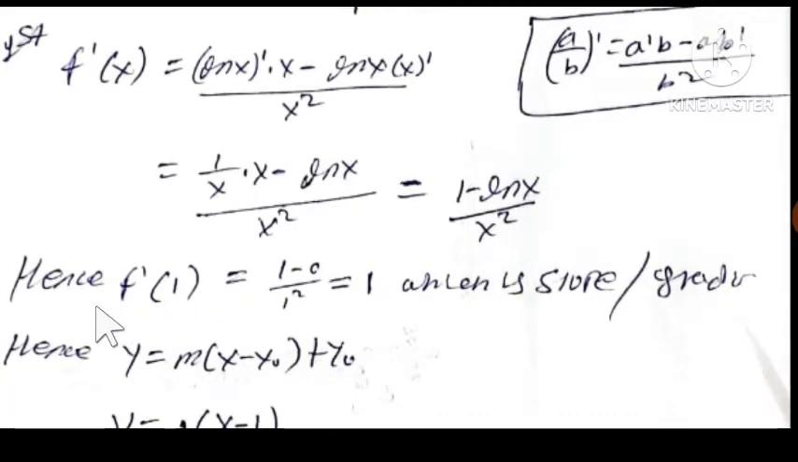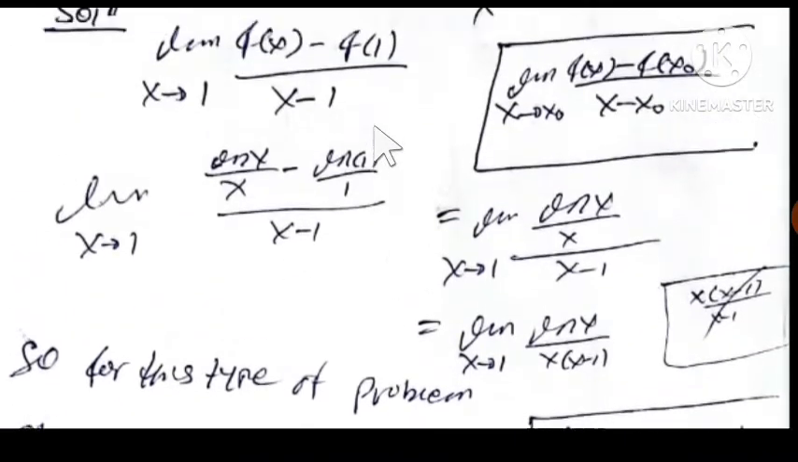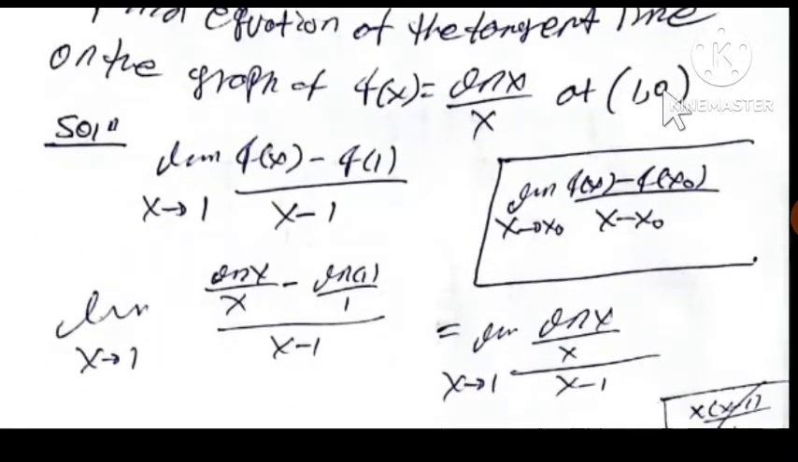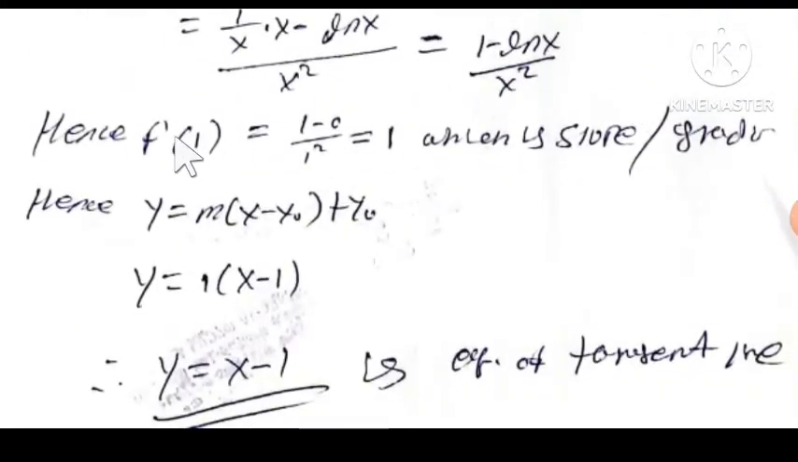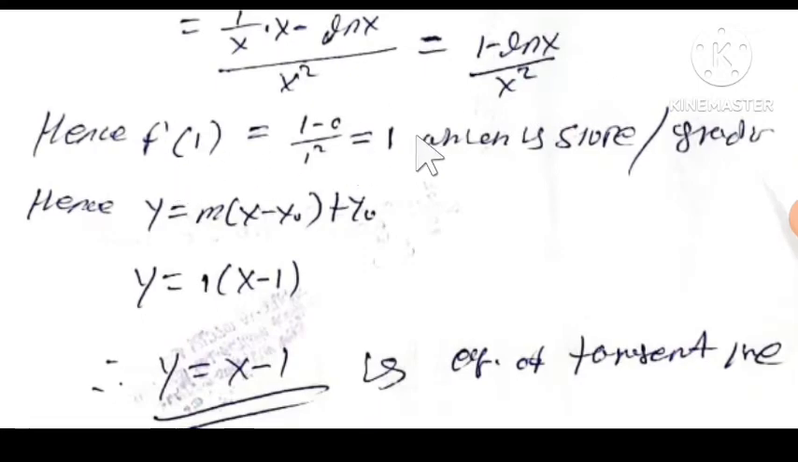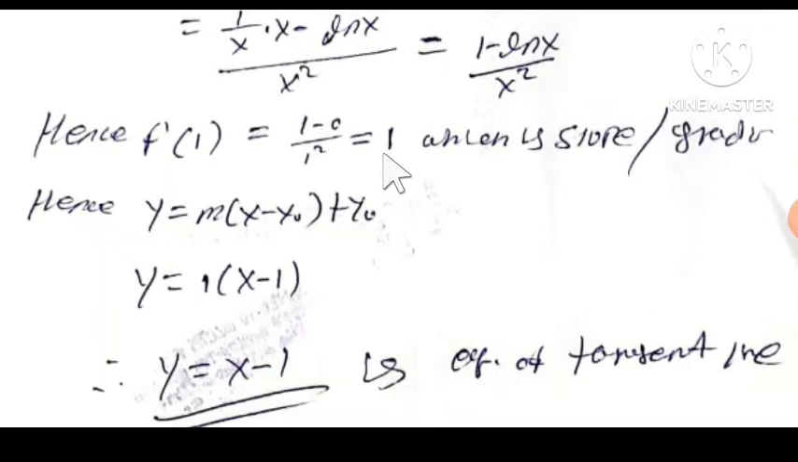Now, substitute 1 for x, because the point is (1, 0), so the value of x is 1. Substituting into the derivative, 1 minus ln of x over x squared equals 1, which is the gradient.